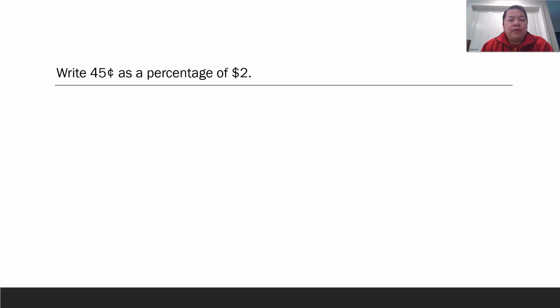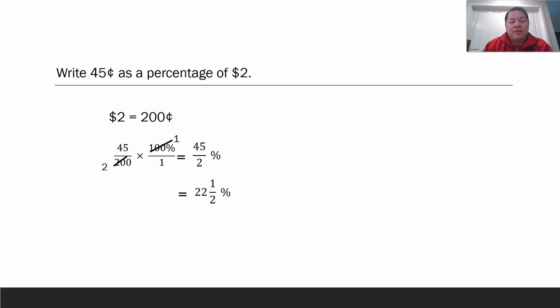Next, moving on. 45 cents as a percentage of $2. Do take note that there are different units, so whenever you have such a question, you must first convert them into the same units. So $2 is equivalent to 200 cents. So 45 out of 200. Remember, 200 is the base, times 100%. From there, you simplify 100 and 200. That's quite easy. Then after that, 45 divided by 2, you get 22.5%. Nothing is mentioned whether you need to reduce it to a decimal or whole number, so if nothing is mentioned, just leave it as it is.